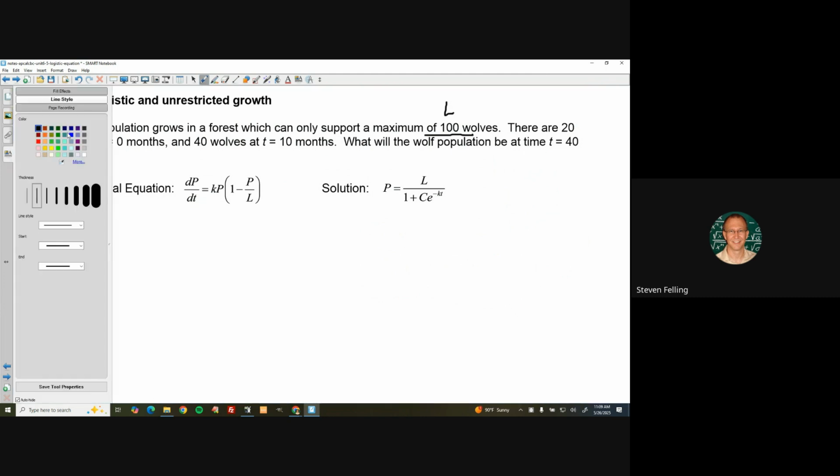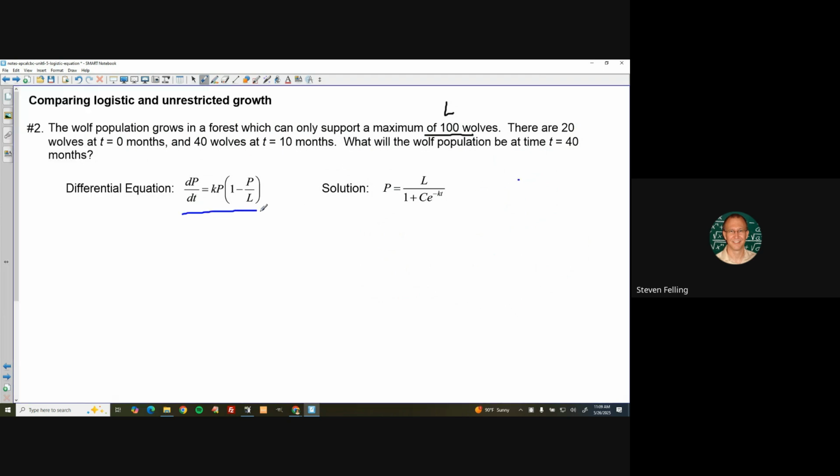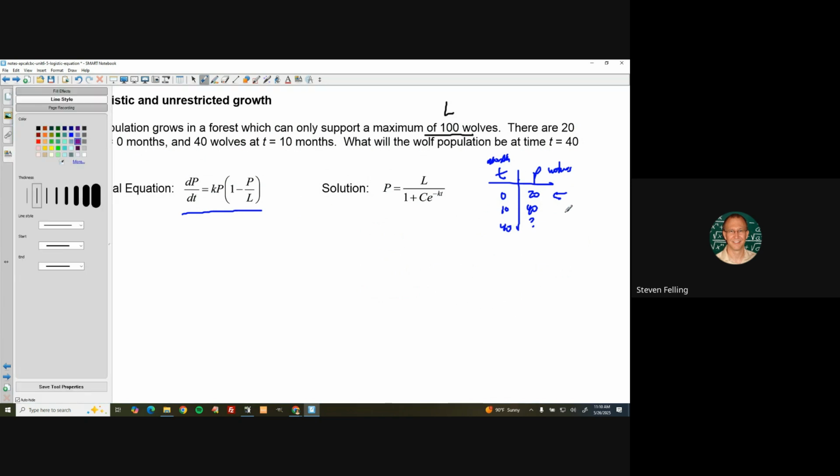Okay, so in this case, we have this form of the differential equation with the term that shuts off the growth as P gets close to the carrying capacity. The solution is this standard form, and again, we're going to make the table of times and populations. When time is 0, there's 20 wolves, that's the unit, wolves. And then in months, when we're at 10 months, we have 40 wolves, and we're trying to find the number of wolves when the time is 40. So we'll use the 0 here. So the population is 20, so let's plug in.